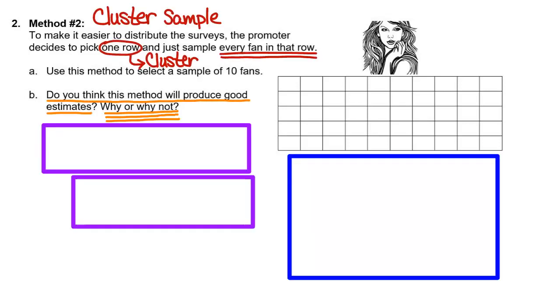This would be an example of cluster sampling. They're all in the same general location. They're all in the same row together. So I can go down the aisle, I can stop at that row, and I can pass the surveys down that row. They're in the same location as each other.